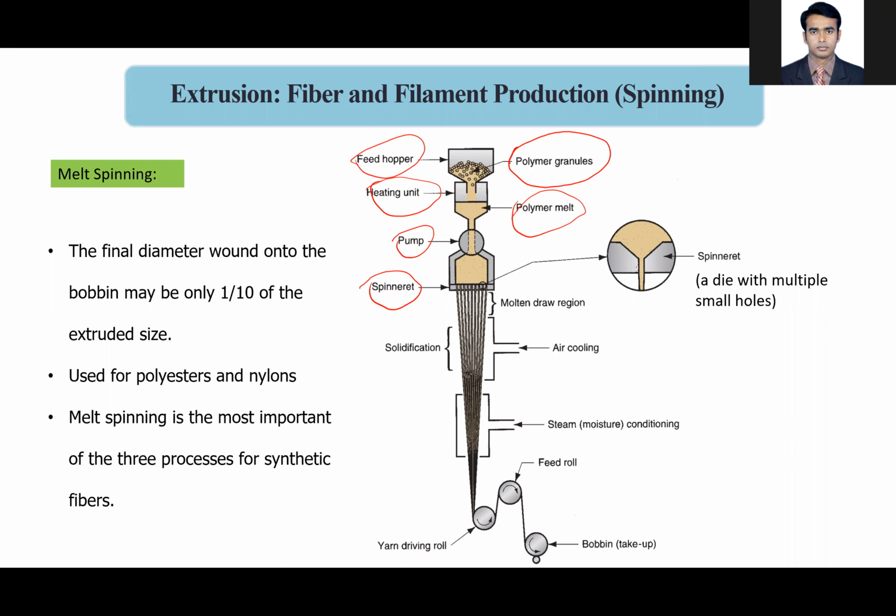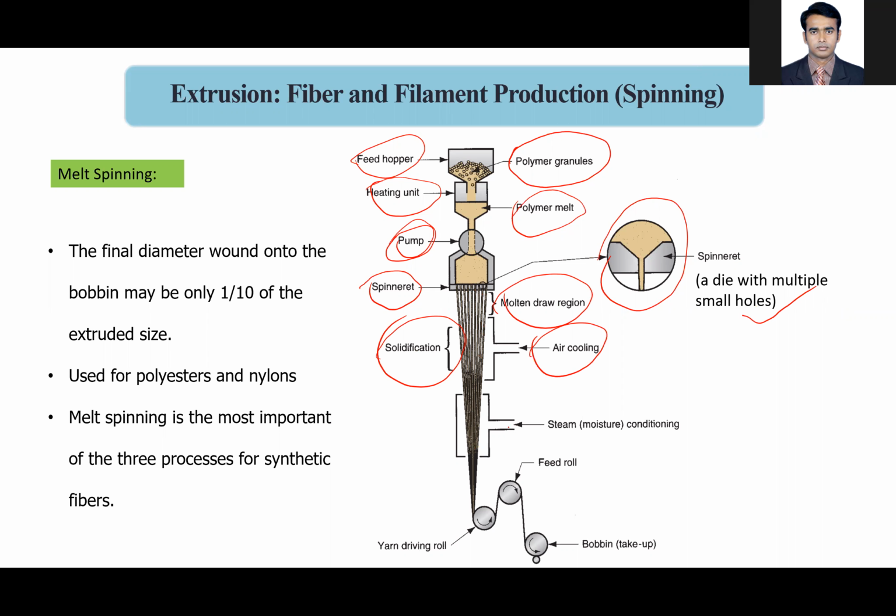This is called the spinneret. Expanded view of that: it's a lot of slits in a plate. It's a die with multiple small holes. Through those holes, due to the pumping action of the pump, the polymer flows out of those holes into the molten drawn region, and air cooling is applied, where the polymer strands get solidified.